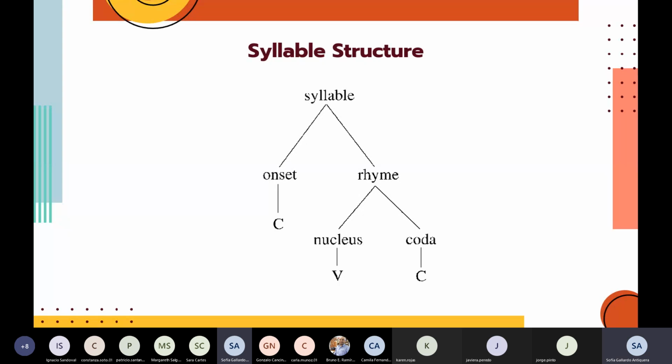Okay? Now, this is the syllable structure, and I'm sure you have already seen this, but we will review this because it is important. Within the syllable, we have the onset and the rhyme. And within the rhyme, we have the nucleus and the coda. Okay? Now, is it clear? Yes? Okay, great.